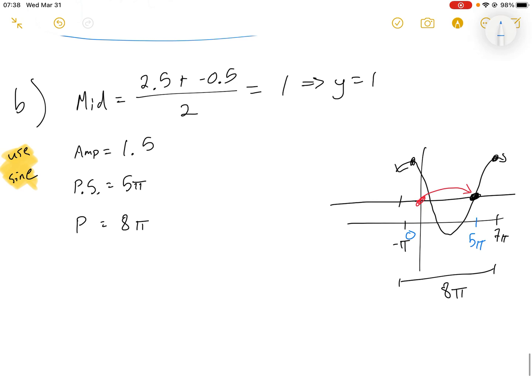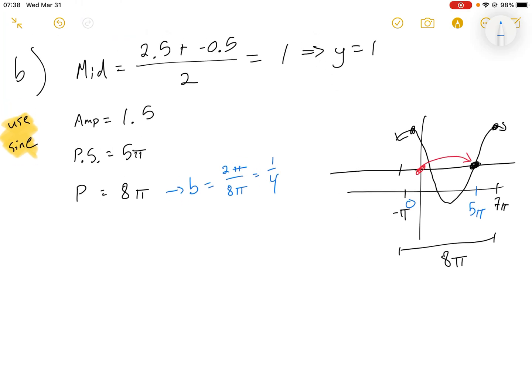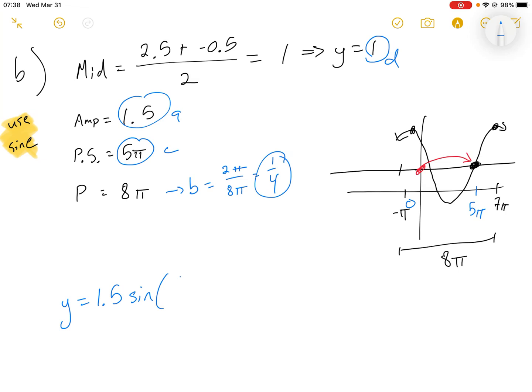Now before we do this, because I know I'm going to have to do this eventually, let's just solve for b. It's 2 pi over the period, which is 8 pi, which just comes out to 1/4. So then my final equation is here's D, here's A, here's C, and here's B. So my final equation is y equals 1.5. I'm using sine this time. B was 1/4, and then x minus 5 pi, and then plus 1.